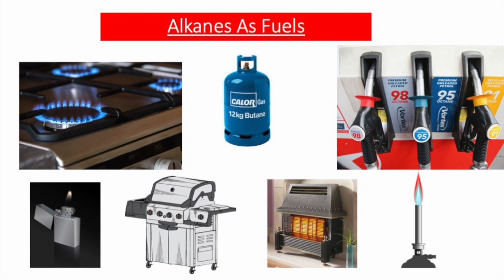Alkanes are excellent fuels. They produce lots of energy when you burn them, and they burn cleanly without much soot. Methane is used in cookers. Butane and propane are used as camping gas. Octane is used in petrol. Methane is also used in Bunsen burners and in gas fires. Camping gas such as butane and propane may be used in barbecues, while butane is used in lighters.